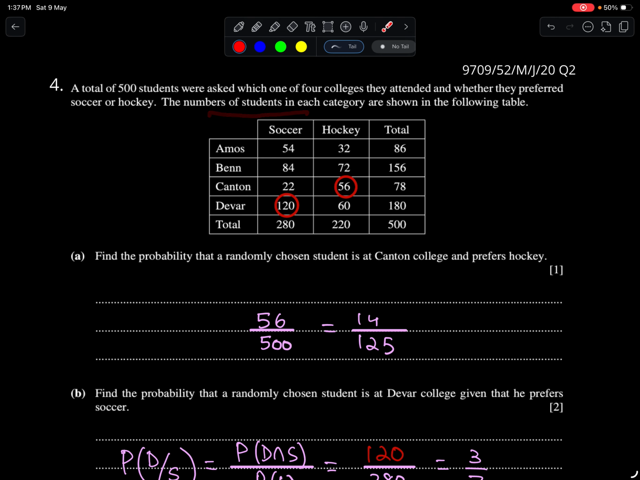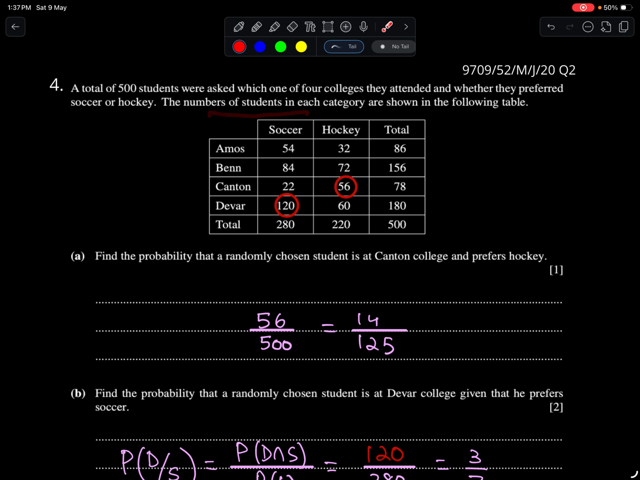This is conditional probability. Now for independent events: one of the students is chosen at random. Determine whether the events, student prefers hockey and the student is at A college or B college, are independent, justifying your answer. Okay, hockey and A or B. So hockey, A or B. Check the total.